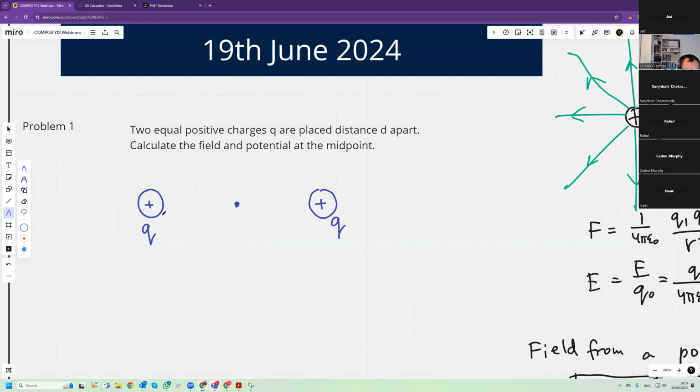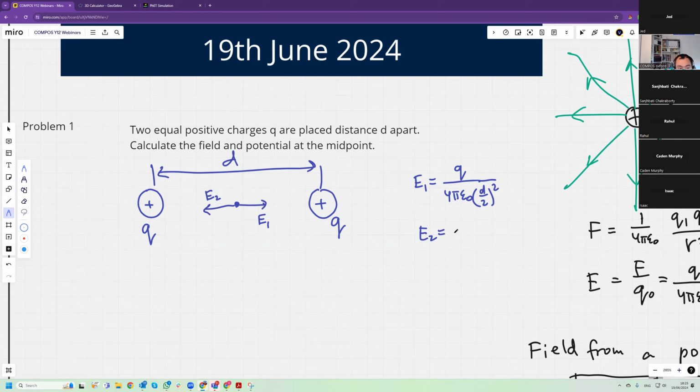So at this point, this charge produces a field E1. And E1 is equal to Q divided by 4 pi epsilon naught, and if the whole distance is d, this is going to be d over 2 squared. All right, does that make sense? Any questions? Please let me know. The other charge also produces a field, but in this direction, because a positive charge produces a field in this direction, E2. And E2 is also equal to Q over 4 pi epsilon 0 (d over 2) squared.